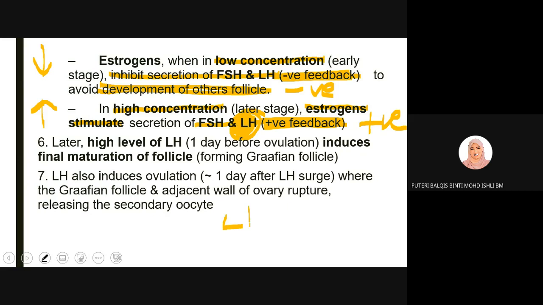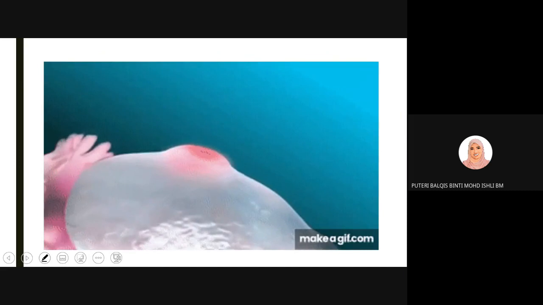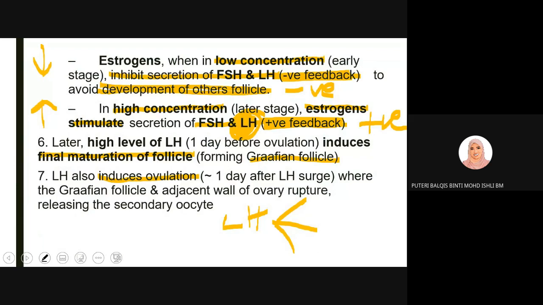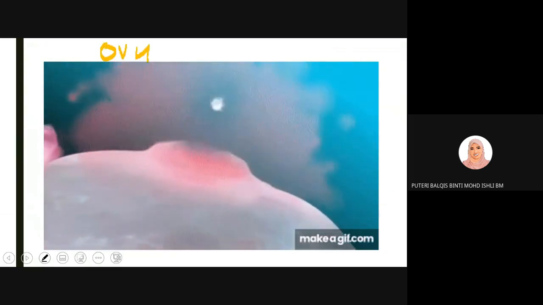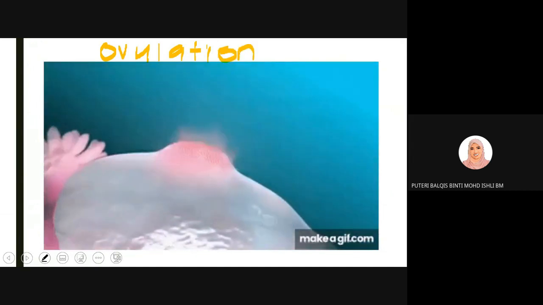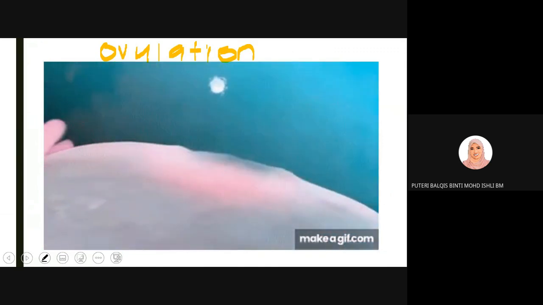Why? Because LH is needed in 3 processes. First, final maturation of follicle into Graafian follicle. Second, induce ovulation. Number 3, stimulate formation of corpus luteum. But before corpus luteum is formed, we have a process called ovulation. This is ovulation, the release of secondary oocyte from the ovary into the oviduct.